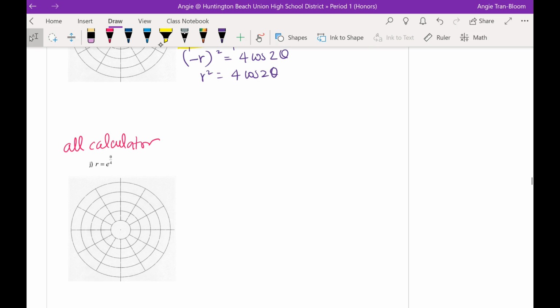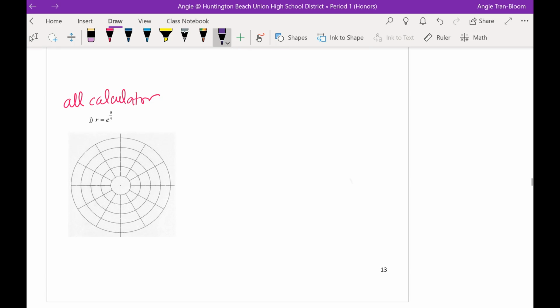Now, on your homework, obviously you can use a calculator. On the test, I may not ask you to graph it out. I might just ask you to test for symmetry. So maybe let's practice that. By the way, do you guys know what this is called? A spiral, yeah. It's a spiral.